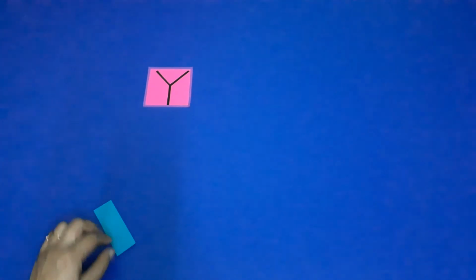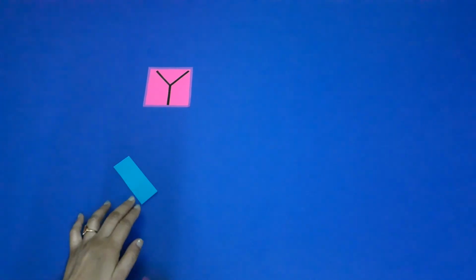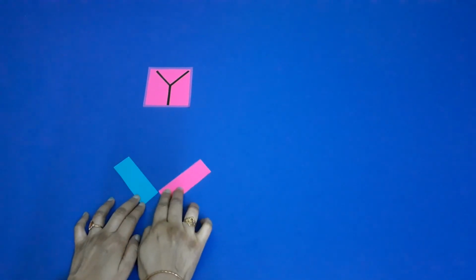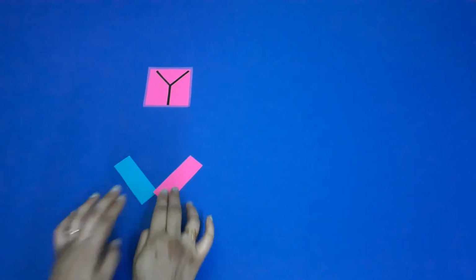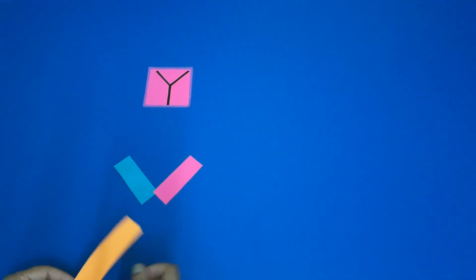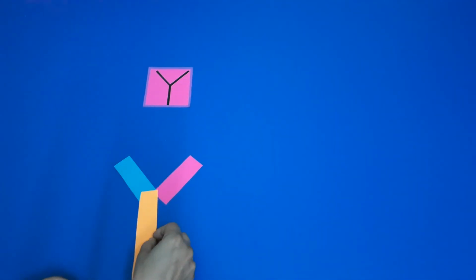This is capital uppercase letter Y. To make this letter Y, we need 2 slanting lines and 1 standing line. Come, let us do it. This is 1 slanting line. This is another slanting line here. And this is 1 standing line. See, letter Y is ready.